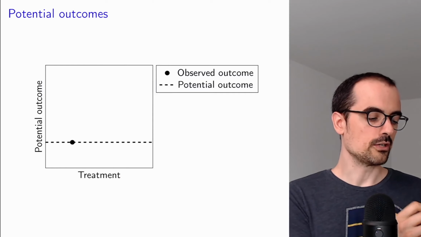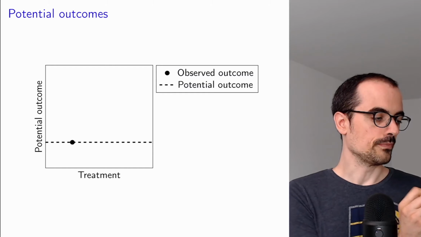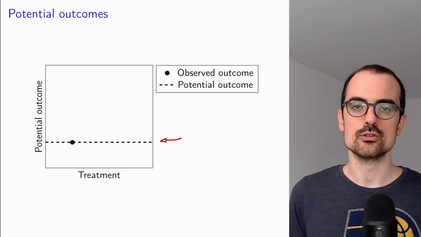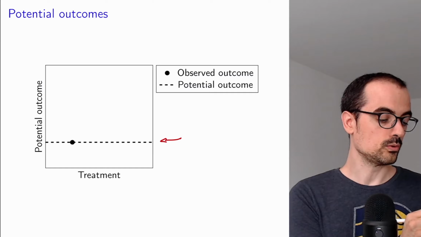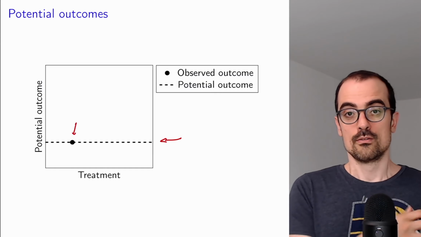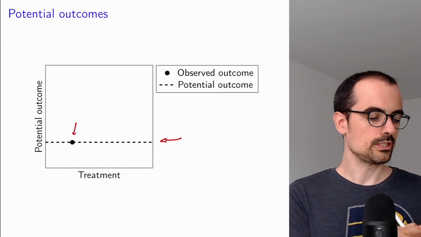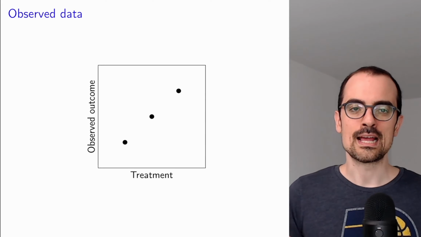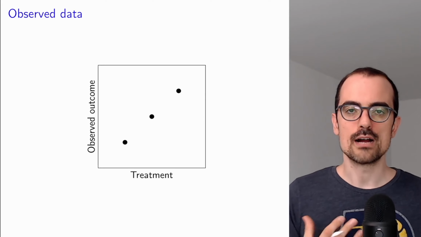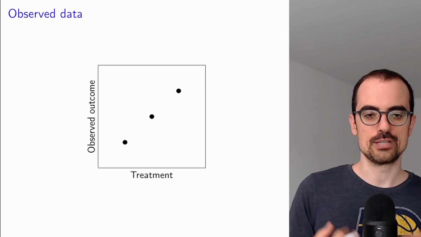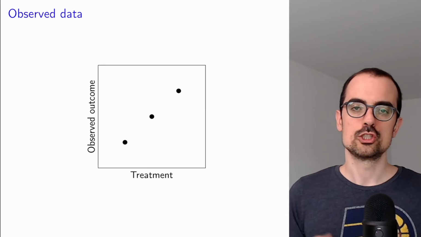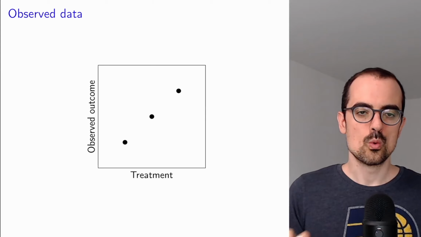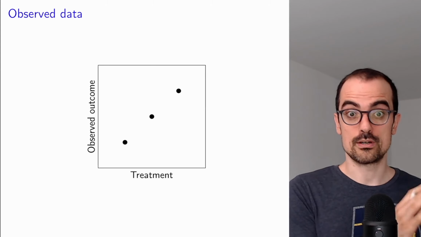Here again, we see another value of the potential outcome. The potential outcome again would not have changed for other values of the treatment, but we only get to see that data point. From these three data points that we saw, this is what the whole data set would look like. And from this, we would try to figure out whether there's a causal relationship between the treatment and the observed outcome.